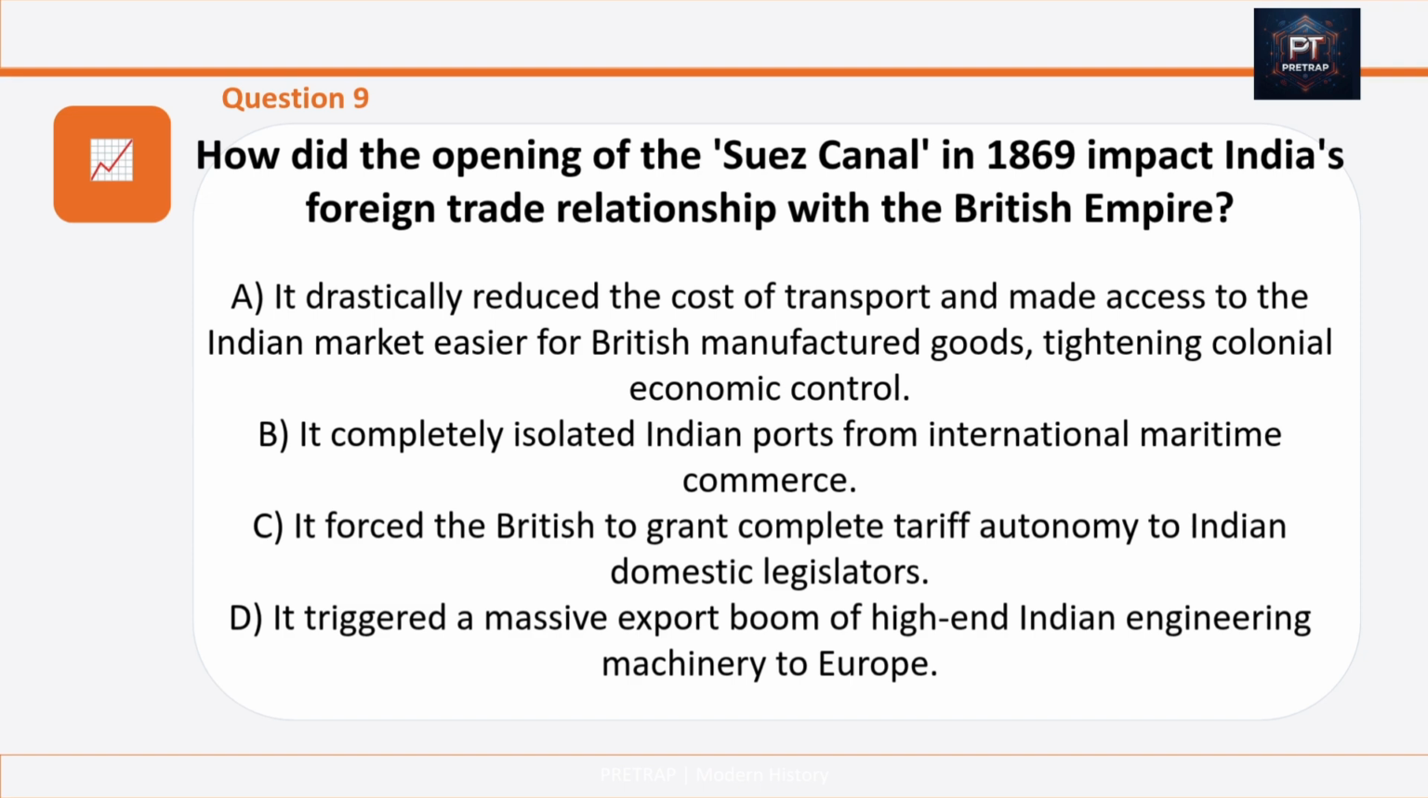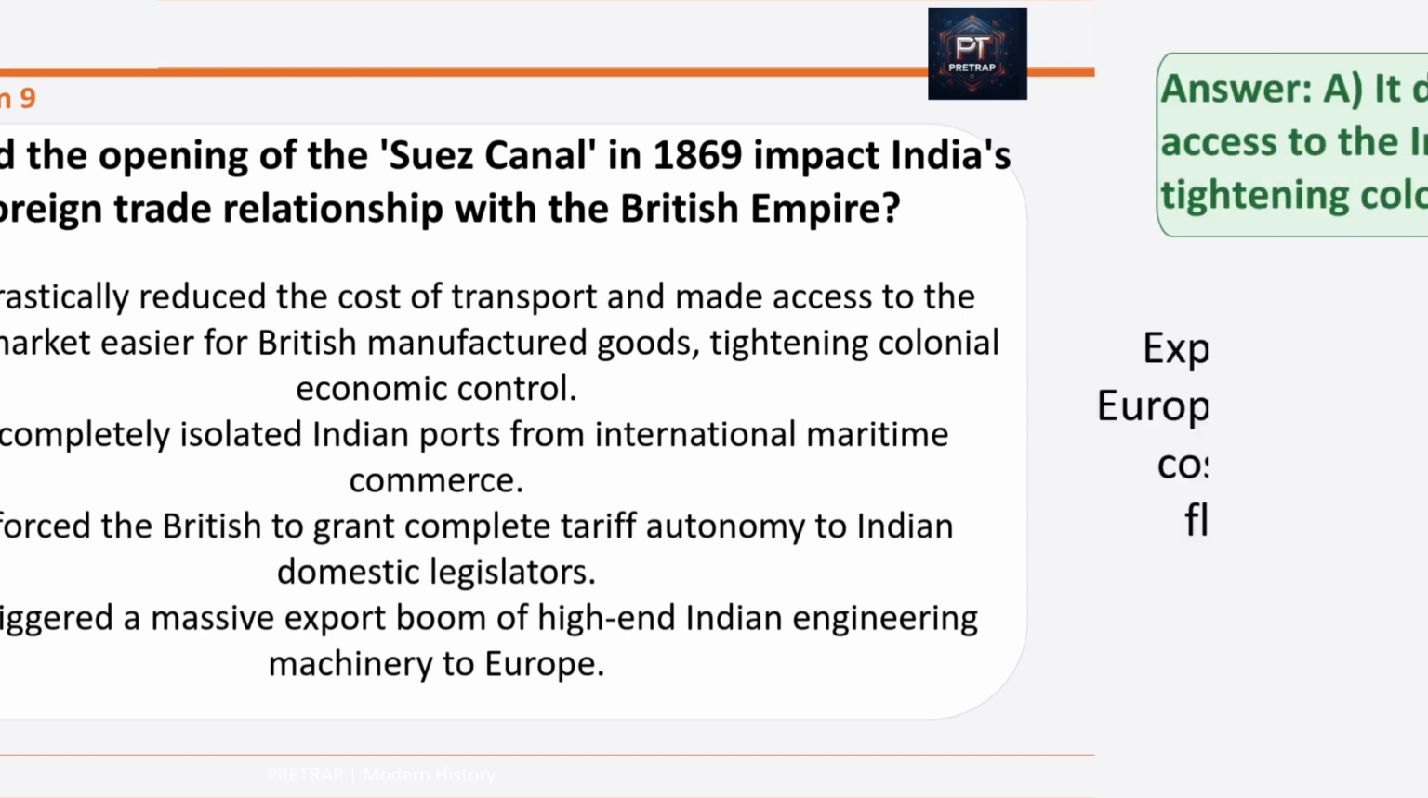Option B, it completely isolated Indian ports from international maritime commerce. Option C, it forced the British to grant complete tariff autonomy to Indian domestic legislators. Option D, it triggered a massive export boom of high-end Indian engineering machinery to Europe. And the answer is option A.